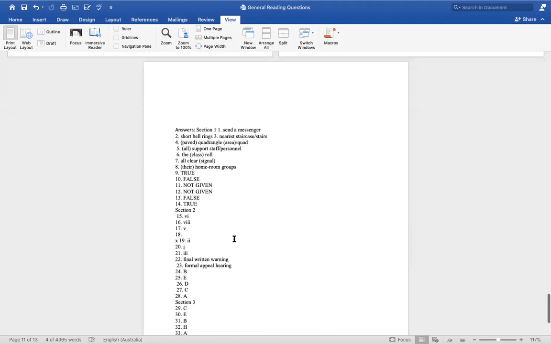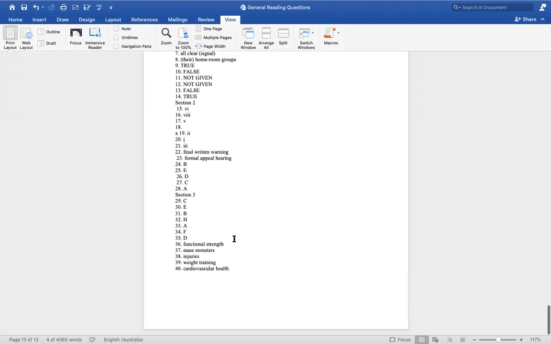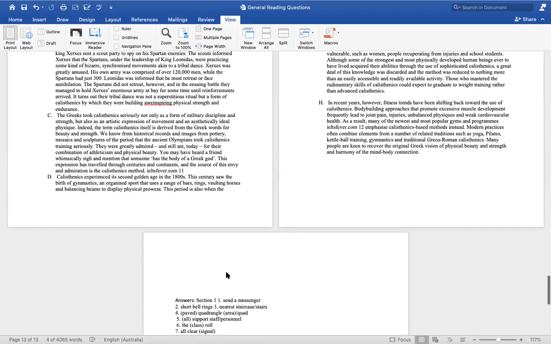So I'll display the answers since you've all written it. So the answer for 36 is functional strength. 37, mass monsters with S. Then 38 is injuries. Injuries is correct. 39, weight training. Weight training is an open compound word, so weight space training. That's correct. Then cardiovascular health is also correct. So 40 is cardiovascular health.